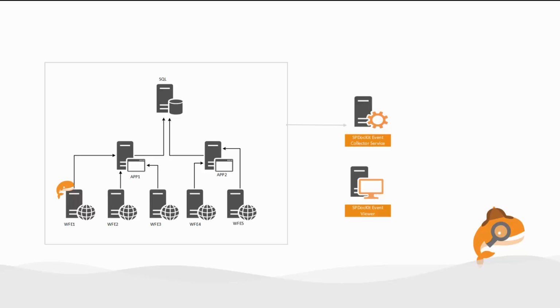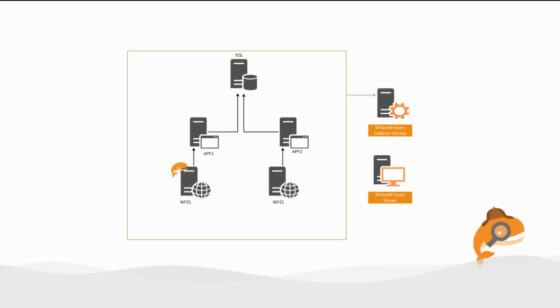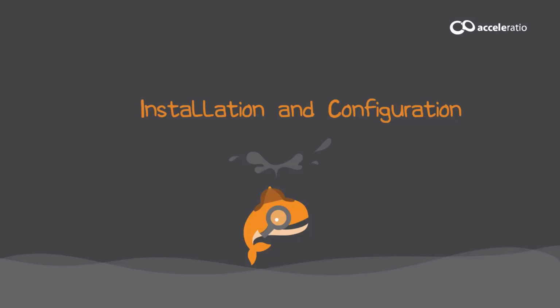You will see an SPDocKit Event Viewer as well on my screen. This can be any workstation in your organization that can be used to connect to the Event Collector service and just display results. So you can install this on your PC or any other workstation that you have in your organization. Let's run a demo of SPDocKit Event Viewer and see how you configure this for a SharePoint farm. For my demo environment, I have a farm that has 5 different servers, 2 web frontends, 2 application servers and 1 SQL server. I'm going to create an additional server that's going to host the SPDocKit Event Collector service, and I'm going to have one workstation that's going to be used as an event viewer.